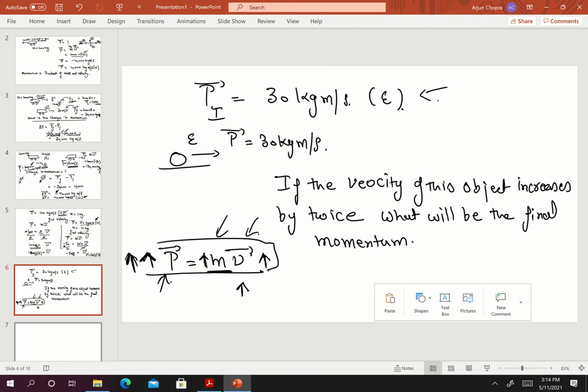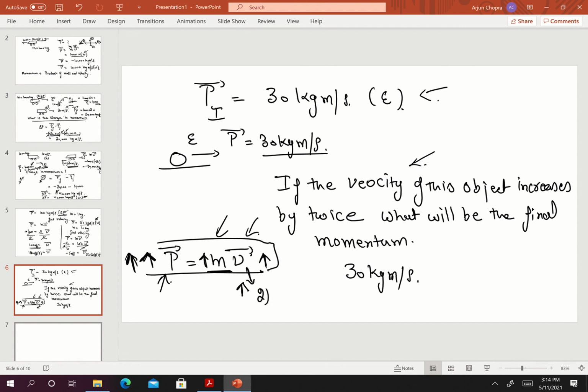So if the initial momentum given to me is 30 kg meters per second, and now the velocity has increased by 2 times, what will be the final momentum? If the velocity is increased by twice, the momentum will also increase by 2 times. So the final momentum will be 60 kg meters per second. That will be the final momentum.